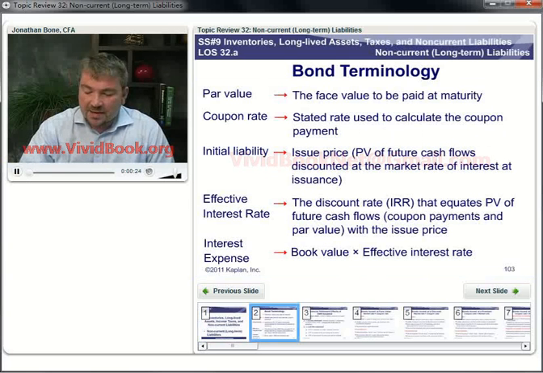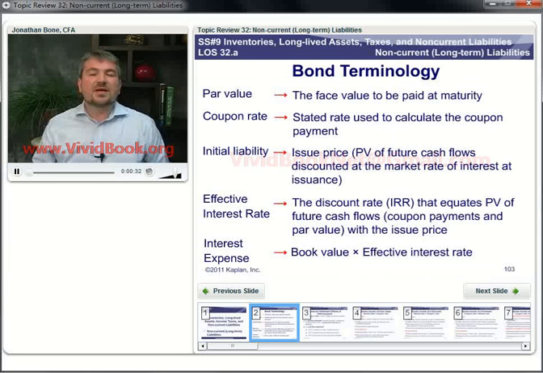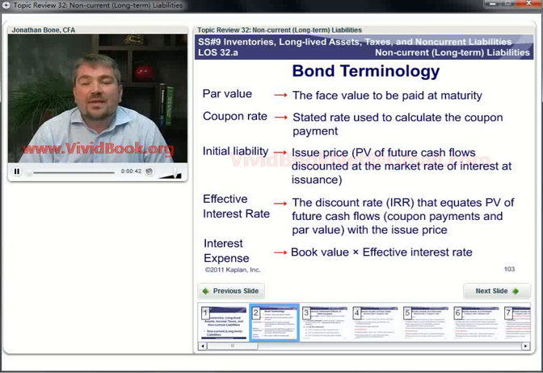Okay, our first LOS is determine the initial recognition and subsequent measure of bonds that have been issued by the company. Before we do that, let's have a little look at some terminology. Par value of the bond, of course, is the face value of a bond, normally quoted in $1,000 chunks in the US. It's the face value, and of course you get that amount back at maturity, regardless of whether you bought the bond at a premium or discount. At the end of the bond's life, you receive the par value.